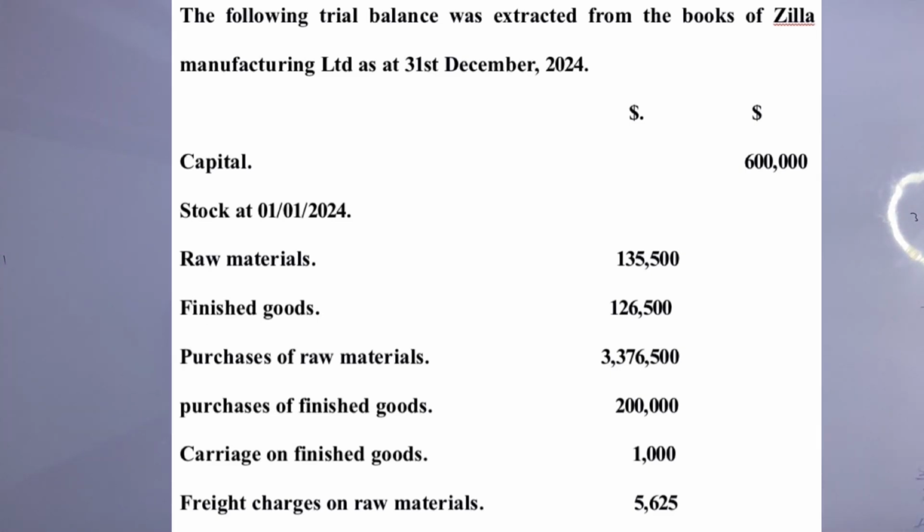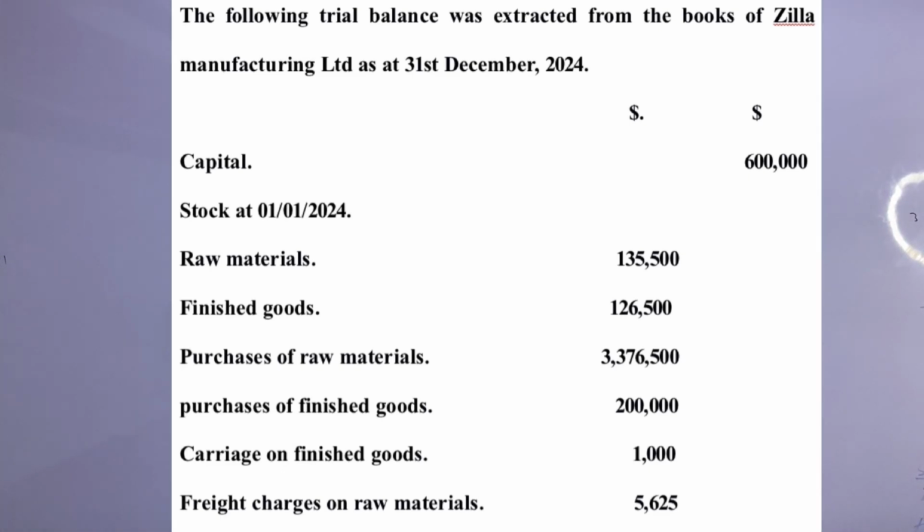So we have capital $620,000. Stock at 1st January 2024, we have raw materials to be 135,500. Finished goods, 126,500. So the stock or the inventory is in two different folds. That is the raw materials and the finished goods. Take notes. We have purchases of raw materials, 3,376,500. We have purchase of finished goods, $200,000. We have carriage on finished goods, $1,000.